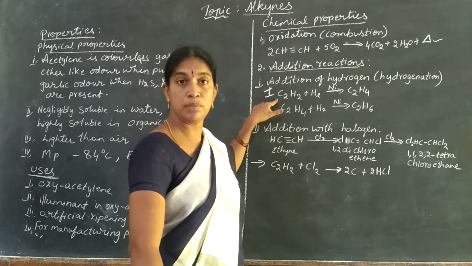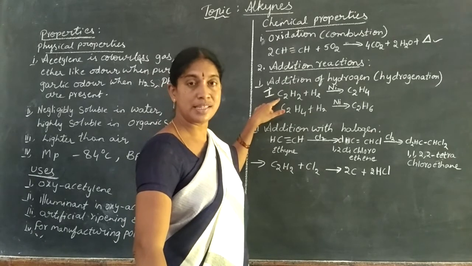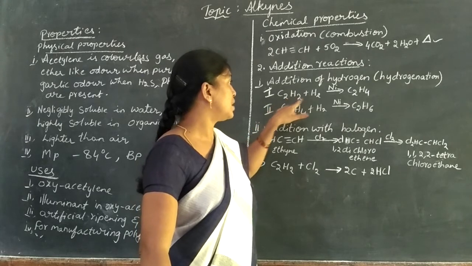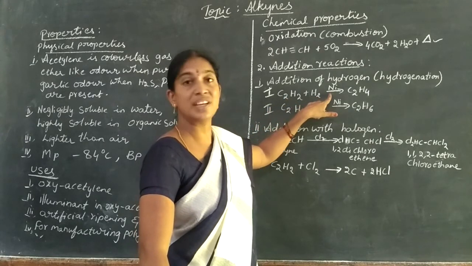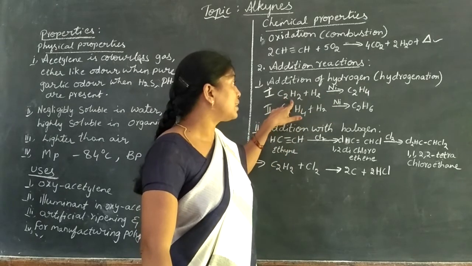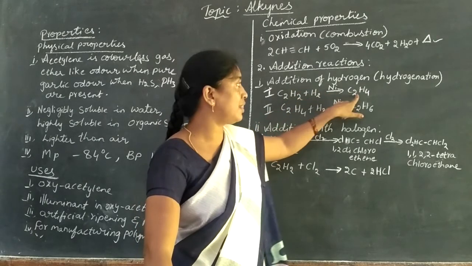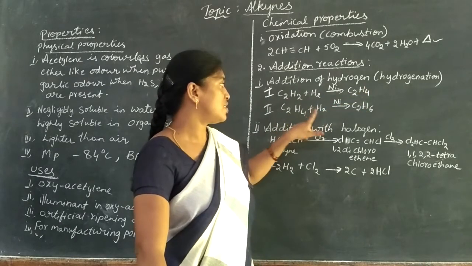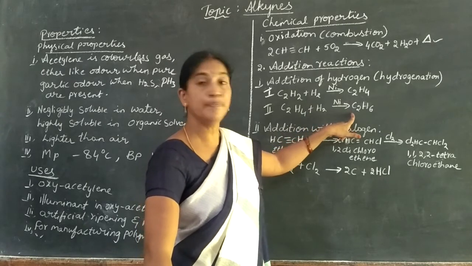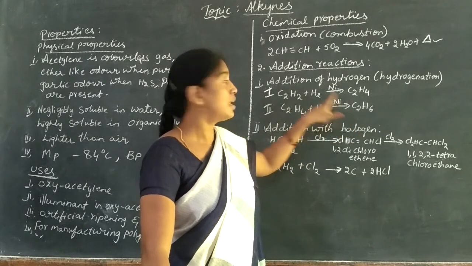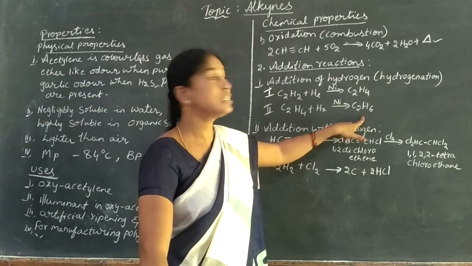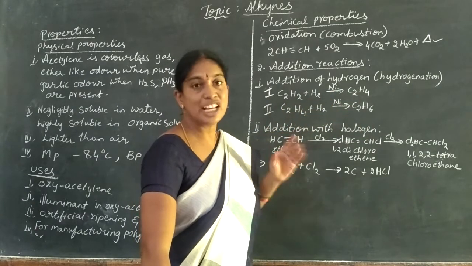As it has a triple bond, being an unsaturated hydrocarbon, it will undergo addition of hydrogen in the presence of nickel or platinum or palladium, and ethyne changes to ethene. Ethene again reacts with hydrogen, again addition of hydrogen takes place, and forms ethane. Understand? Ethyne, ethene, ethane. So this is the reaction with hydrogen, addition of hydrogen.